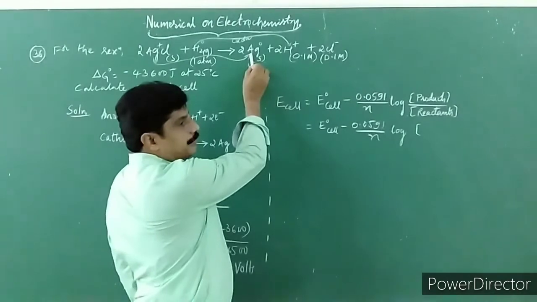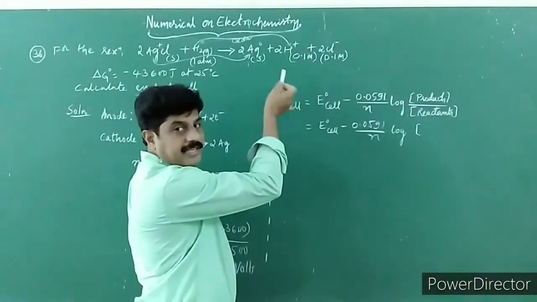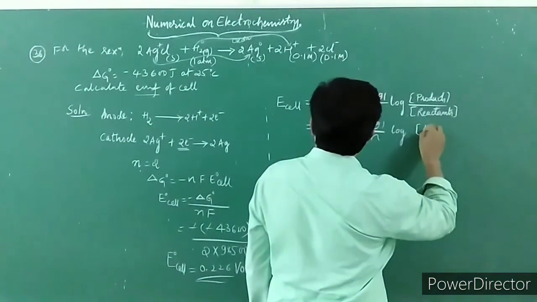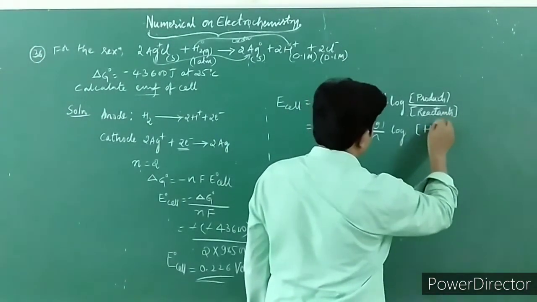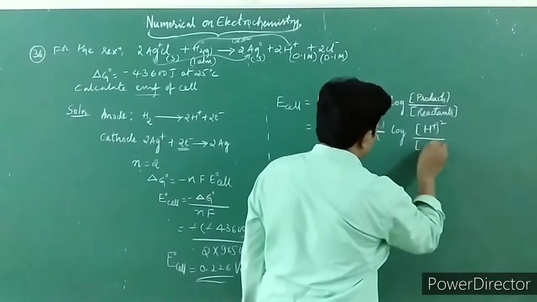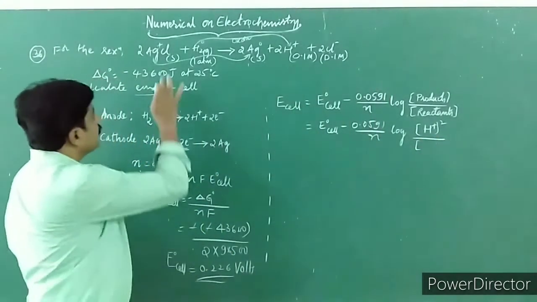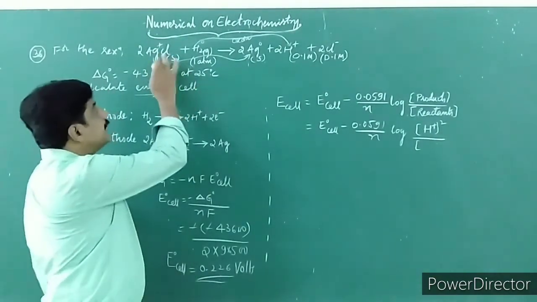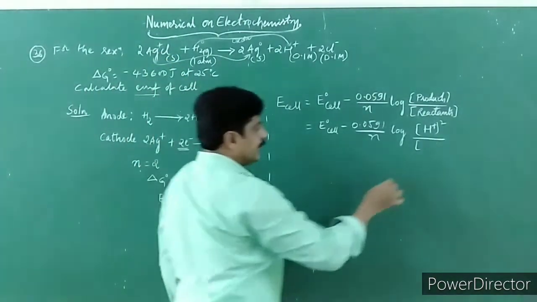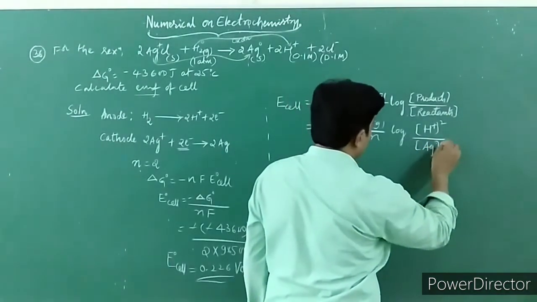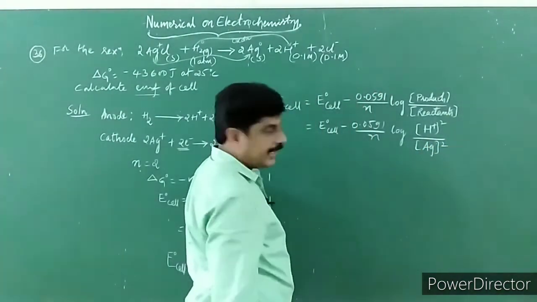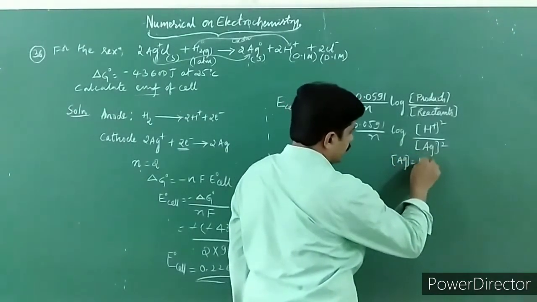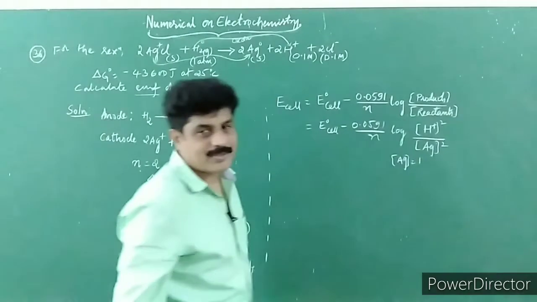I will not consider this one because the active mass of any metal is equal to 1. What do I consider? Only the H plus ions squared. In this case I should have taken the Ag plus, children, but it is in the solid state. So what do I do? I'll take Ag squared. Again, any metal concentration is equal to 1, and 1 squared again becomes 1.